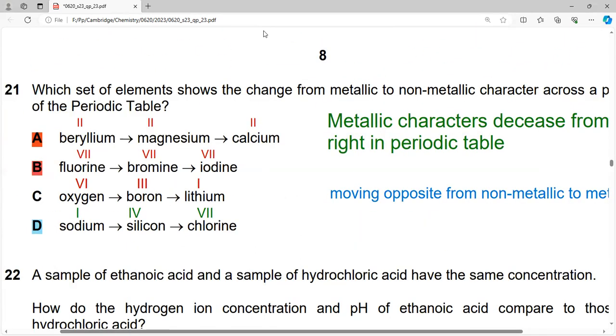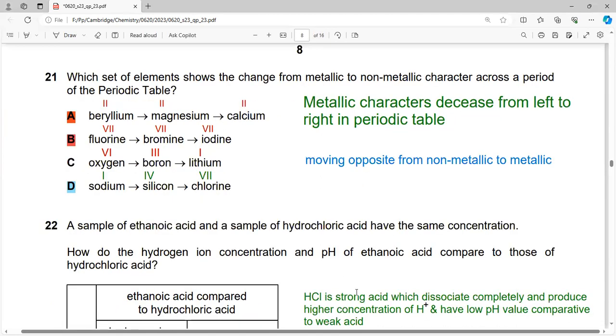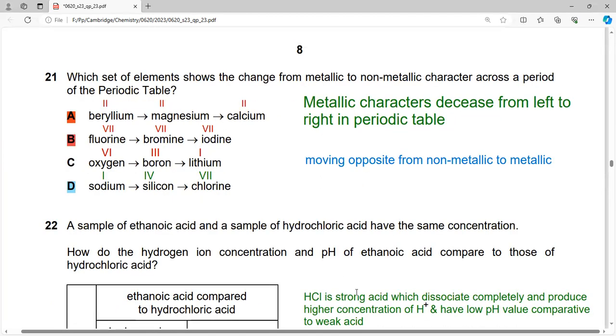We're going to proceed to question number 21. Which set of elements shows the change from metallic to non-metallic character across the period? Metallic character usually decreases as you move from left to right in the periodic table. So option A is wrong, because beryllium, magnesium and calcium all belong to group 2, so they are not moving across a period. Next are the halogens like fluorine, bromine and iodine. They are all present in group 7, not across the period, so that's a wrong option. C is the wrong option.